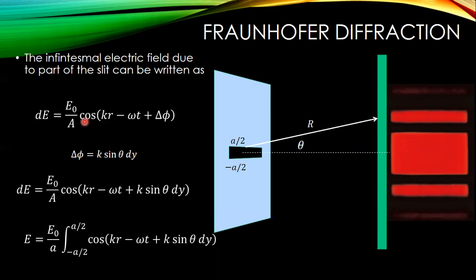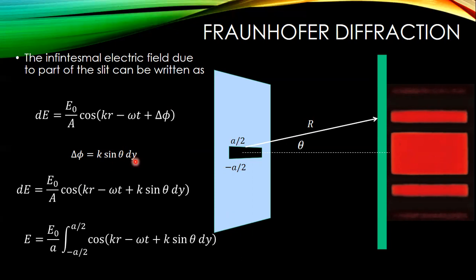Now, you can see here we have cosine of kr minus omega t. This is typically what we expect for a propagating wave, plus we have this little phase difference here. Here's the key. This phase difference is due to the different locations on the slit. So if we go from 0 in the y direction to negative a over 2, or we go from 0 to a over 2, we're moving in the y direction, and the phase is going to be slightly different due to this different location.